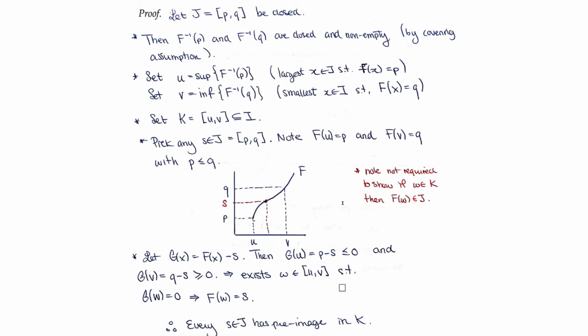So formally, we can write this. Let g of x be equal to f of x minus s. Then you know that g of u, which is equal to p minus s, has to be less than or equal to 0, and g of v, which is equal to q minus s, has to be greater than or equal to 0. In other words, the graph of g is less than or equal to 0 on the left, and greater than or equal to 0 on the right, so it has to go through 0. Therefore, there exists a w in between u and v such that g of w is exactly equal to 0, and hence f of w is equal to s. Therefore, every s in J has a pre-image in K. QED.